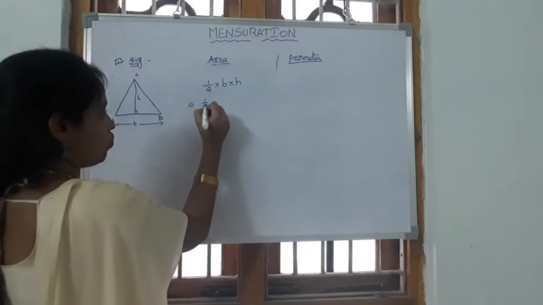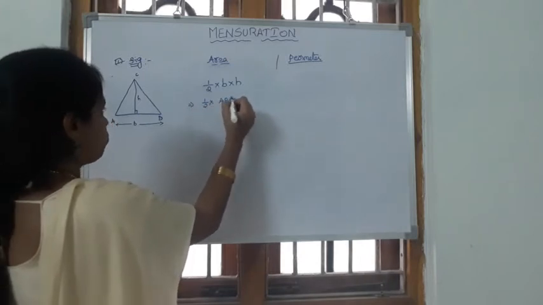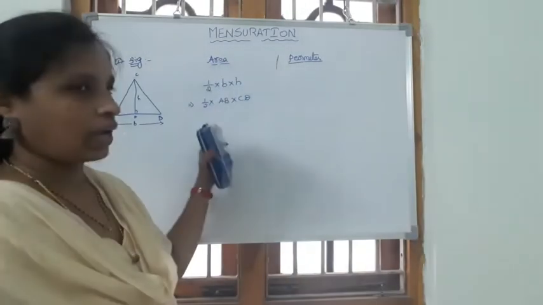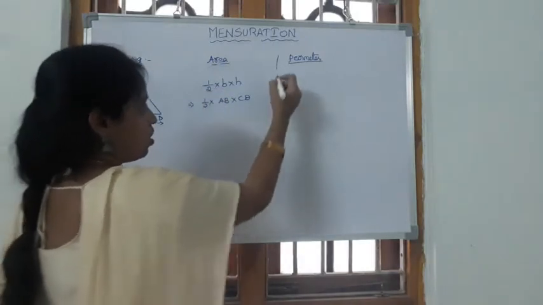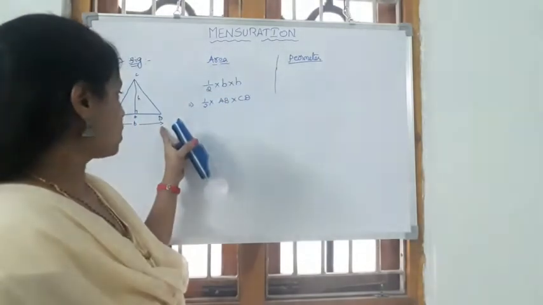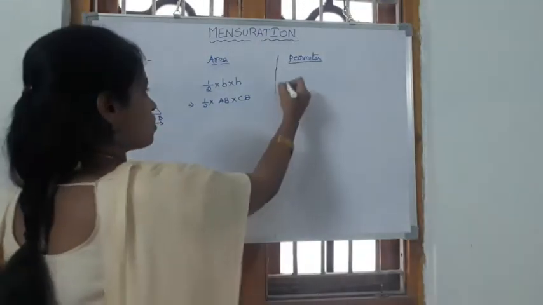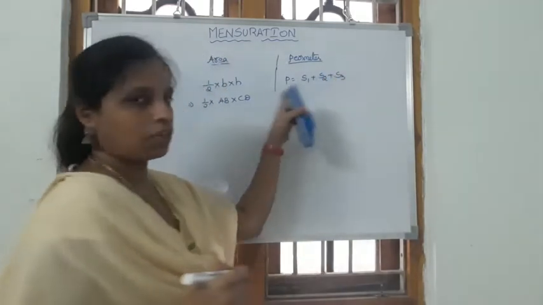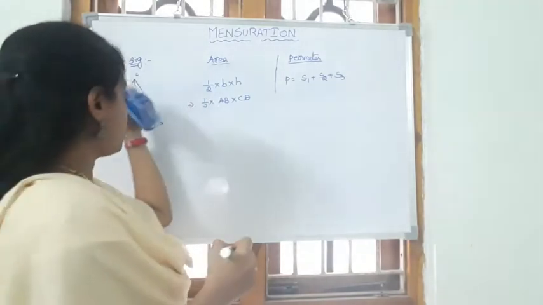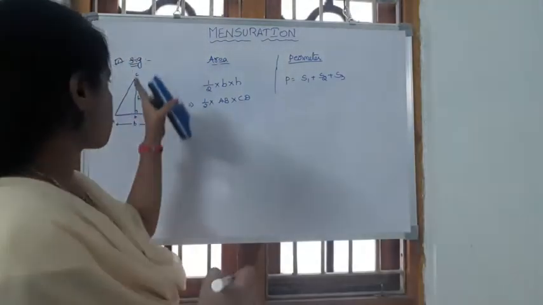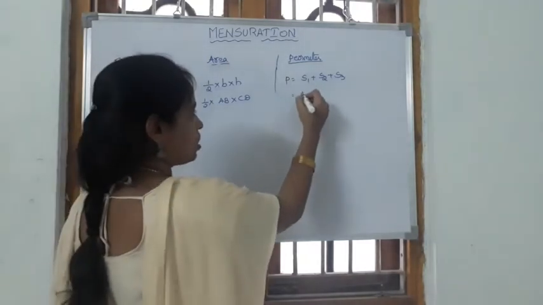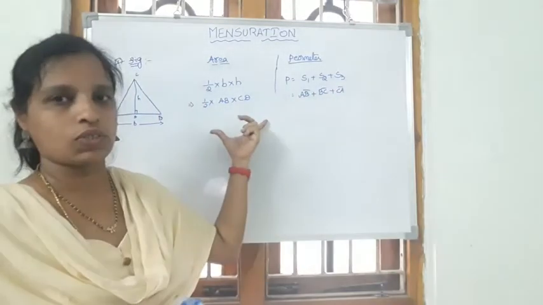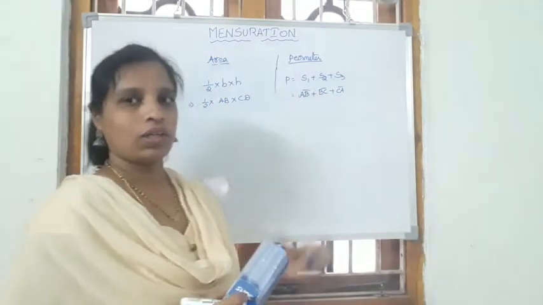That implies half into AB into CD. This is the area of the triangle, half b h. And the perimeter of a triangle is the sum of all the sides. So perimeter is equal to S1 plus S2 plus S3. S1 is nothing but the first side, S2 is the second side and S3 is the third side, that is AB plus BC plus CA. These two are the formulas for area of triangle and perimeter of the triangle.